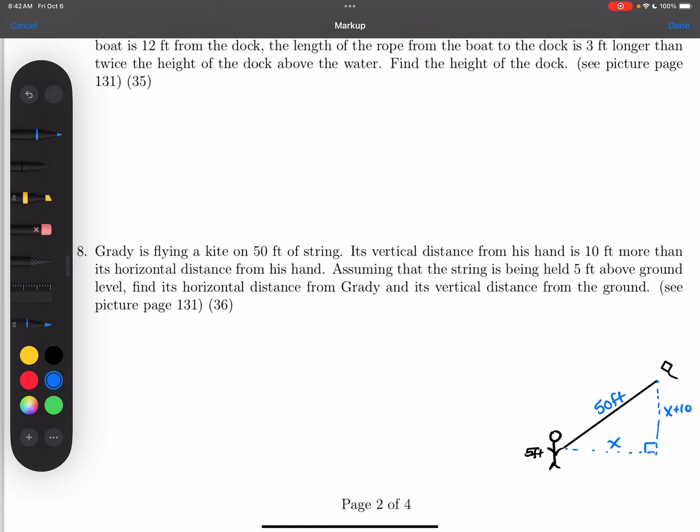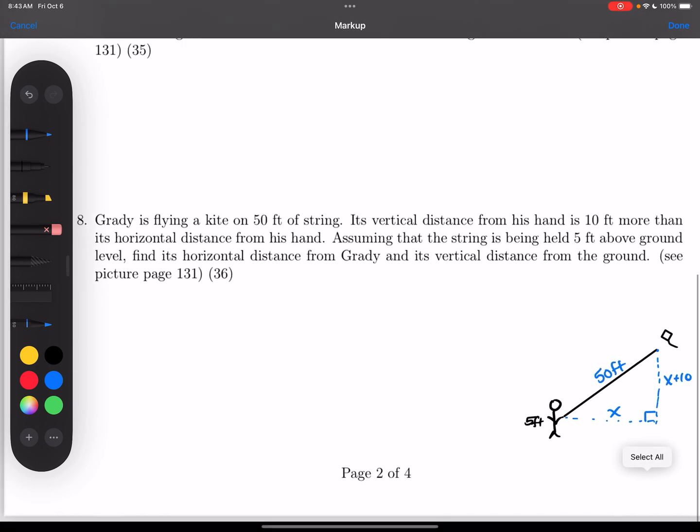So Grady is flying a kite on 50 feet of string. Its vertical distance from his hand is 10 feet more than its horizontal distance from his hand. So the vertical distance is this one, horizontal's here. Assume that the string is being held 5 feet above the ground level. Find its horizontal distance from Grady and its vertical distance from the ground. So basically we're trying to find x and then just say what those two distances are.